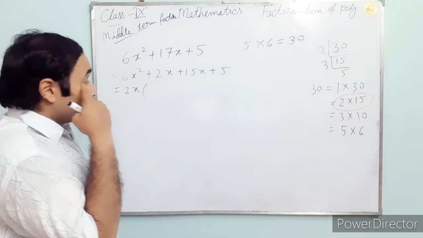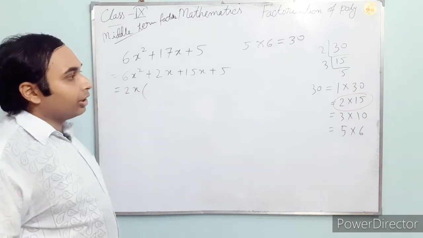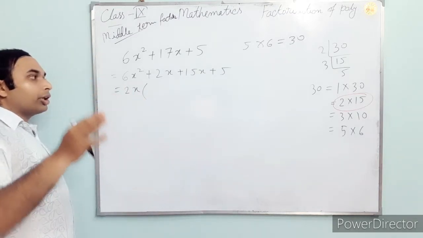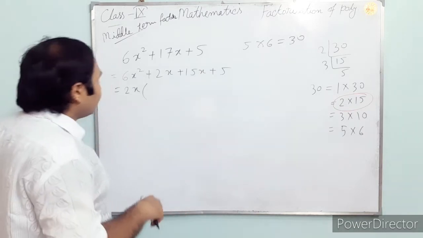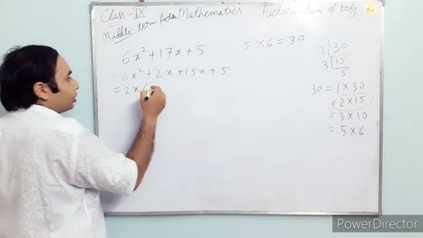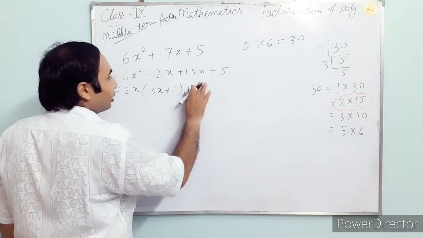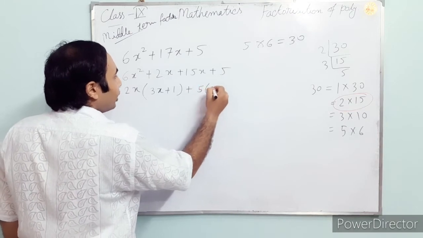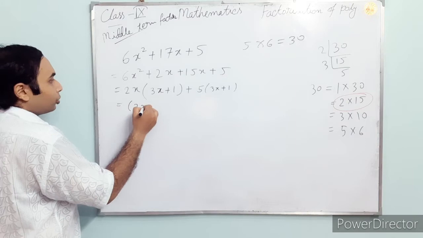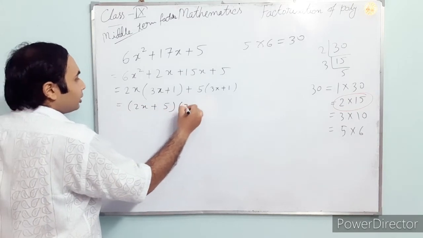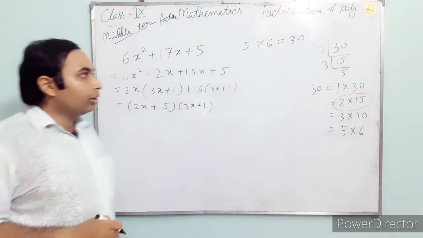If you can't understand how to, actually you have learned those in class 7, but if you have forgotten, just ask me at our WhatsApp group and I will say you again. So 2x, so it will be 3x plus 1, and here 5 will be common. So here 3x plus 1, just see those two are equal. So here 2x plus 5 and 3x plus 1. This is the factor. Okay.